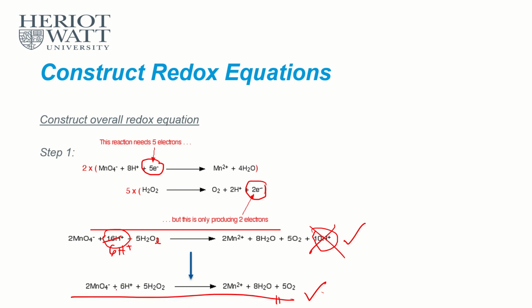See that? I only have 6 electrons, 6 hydrogen plus left, because just now we cancel it out. So always cancel out from left and right if you have something similar. All right, so that's how we come up with a redox equation. That's the overall final answer.